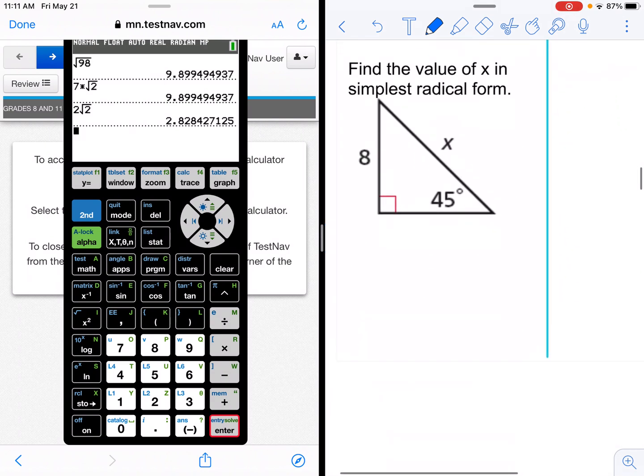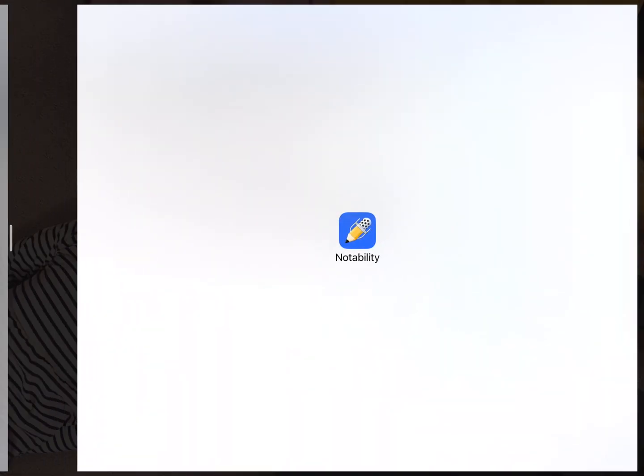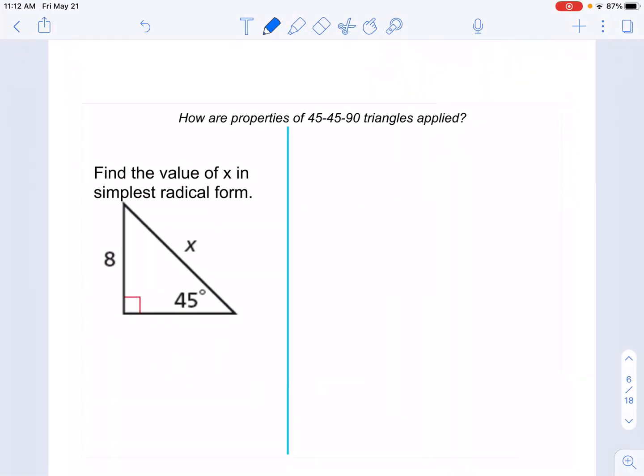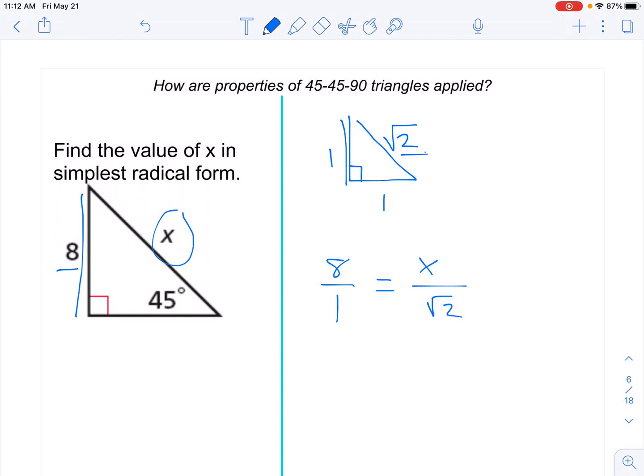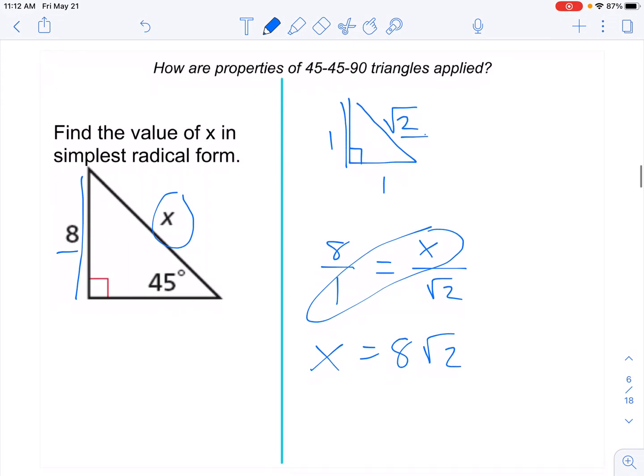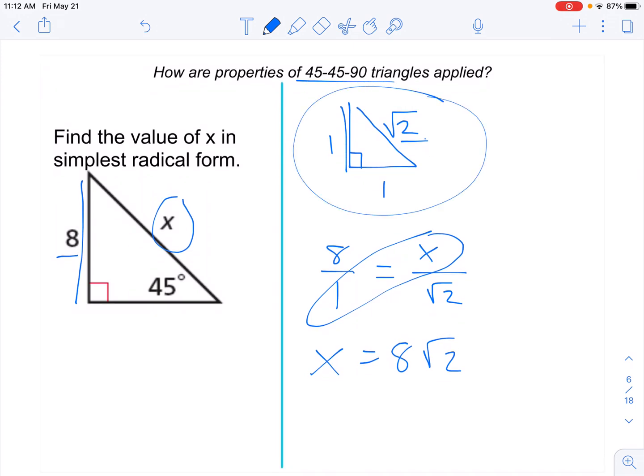and I'll show you how to do that in the first example. Find the value of x in simplest radical form. Okay, so this triangle is similar to the triangle, the most basic one, where each side is 1 and the hypotenuse is square root of 2. So I can set up a proportion. 8 matches 1, so 8 over 1 equals x over the square root of 2, because those are both the hypotenuse. And now we can cross multiply. X equals 8 times the square root of 2. And this will be true for any 45, 45, 90 triangles.